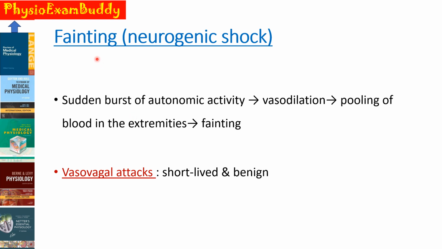The next type of distributive shock is fainting or neurogenic shock. Here, there occurs a sudden burst of autonomic activity because of the sympathetic cholinergic vasodilator system as well as the cardioinhibitory center, and it produces vasodilatation and pooling of blood in the extremities, leading to fainting. These are called vasovagal attacks, and they are short-lived as well as benign.